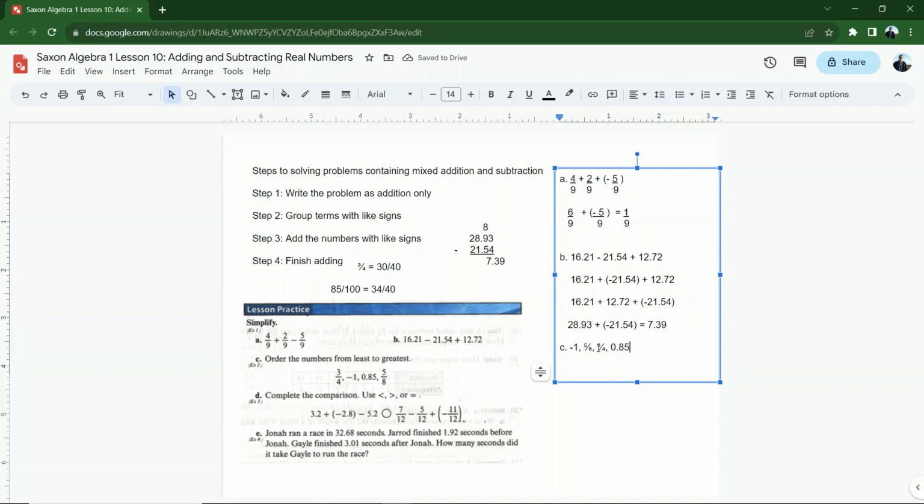And all I did was I found common denominators for fractions. I turned everything to fractions, found common denominators for everything, and that allowed me to compare fractions fairly. Letter D. All right, so for letter D, I have to do 2 problems in one.